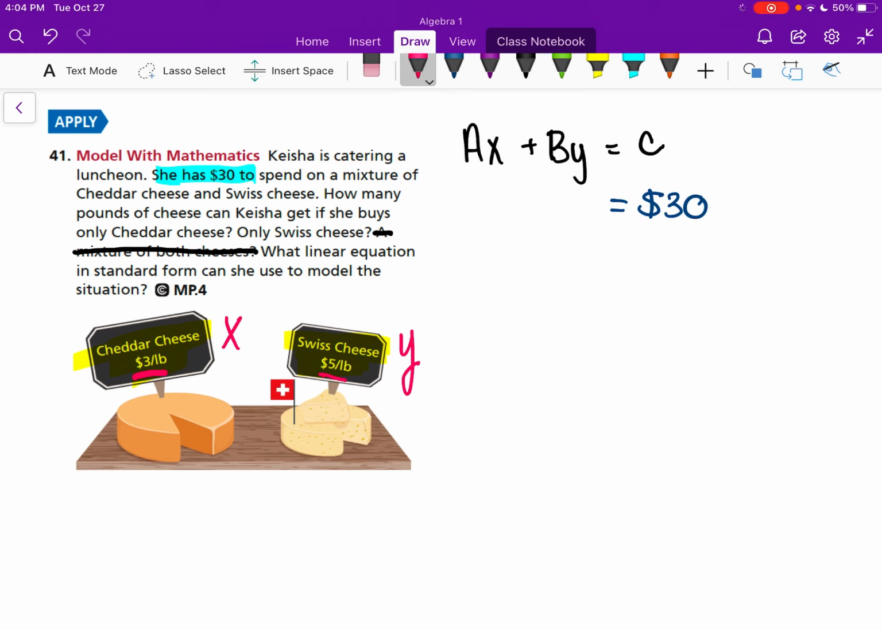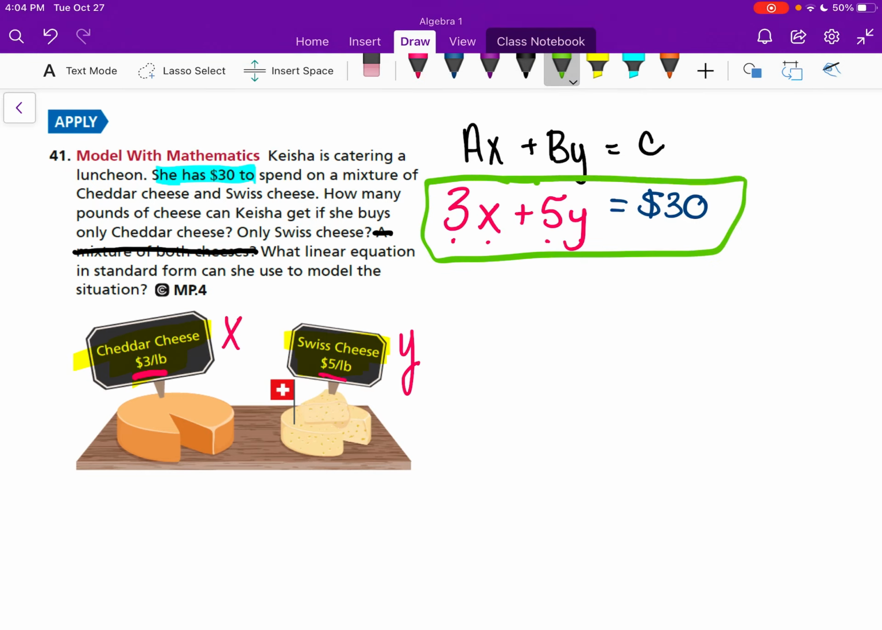So we could simply write that as 3x, $3 per pound of cheddar, plus 5y, $5 per pound of Swiss, equals 30, because that's the total amount that we have. And now we have set up our equation. And we know that the x represents cheddar, the y represents Swiss.